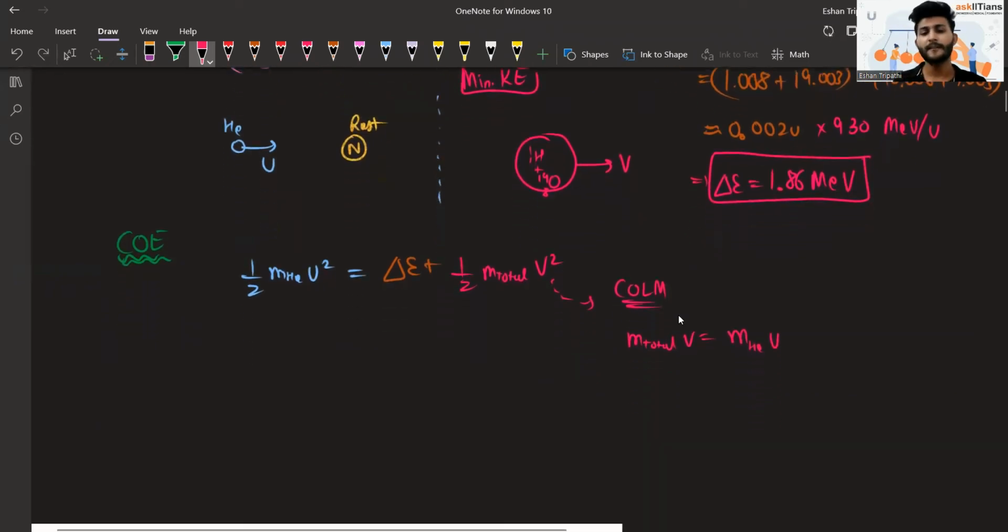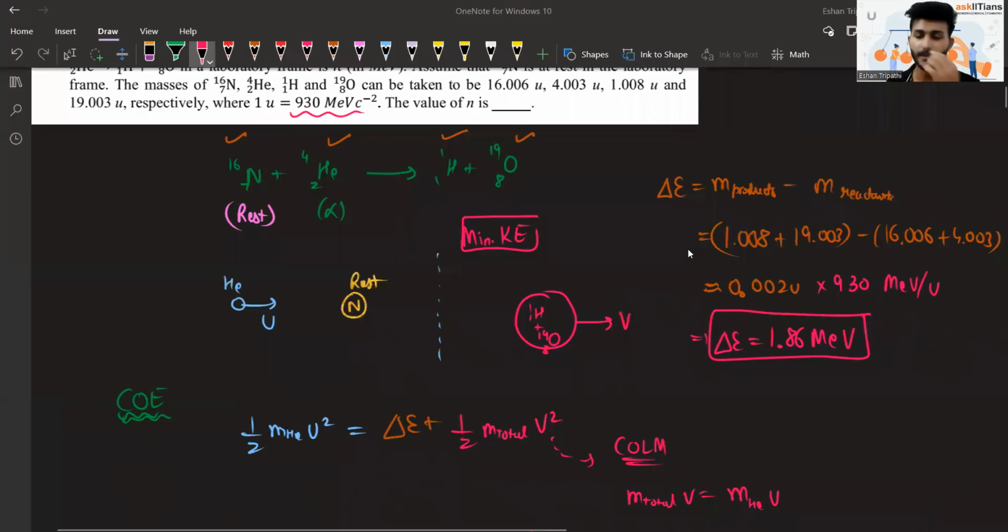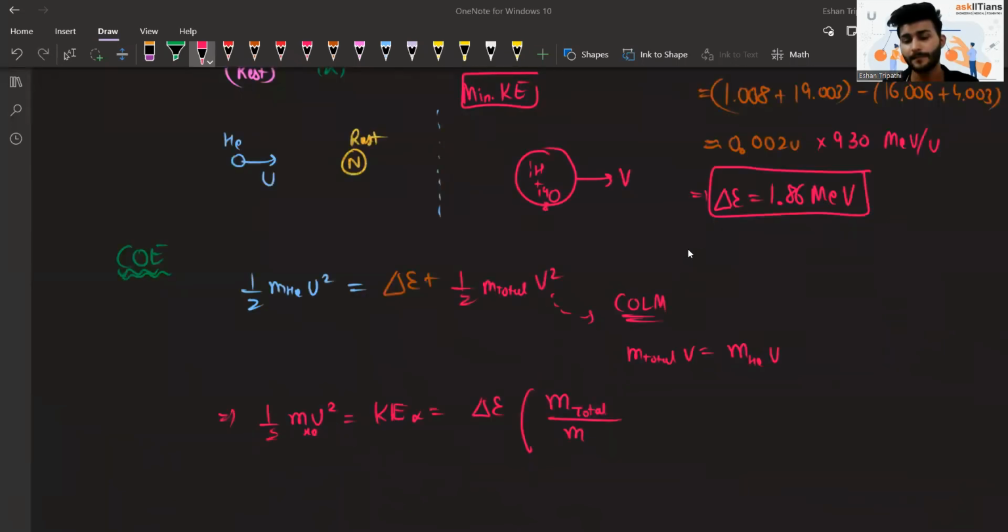So just substitute it. When you guys do the calculation, it will turn out that half m_He u square, which is the kinetic energy of this helium particle, alpha particle, which was actually asked in the question, that comes out to be the delta E multiplied by mass of the total system divided by mass of this oxygen. Sorry, not oxygen, nitrogen.